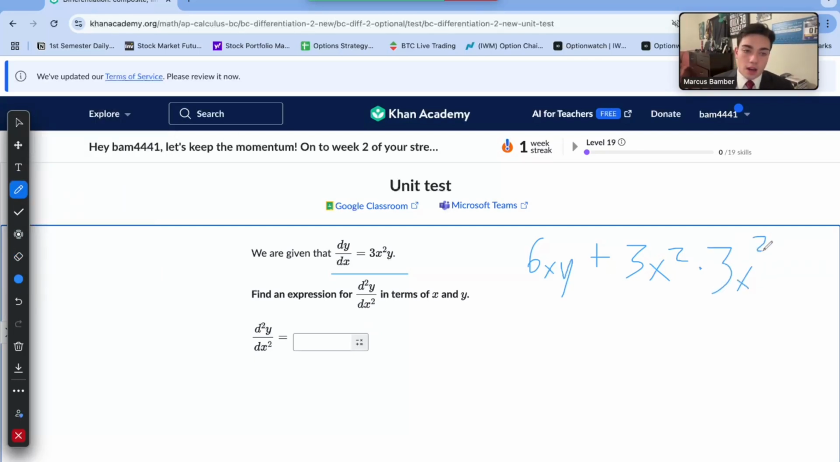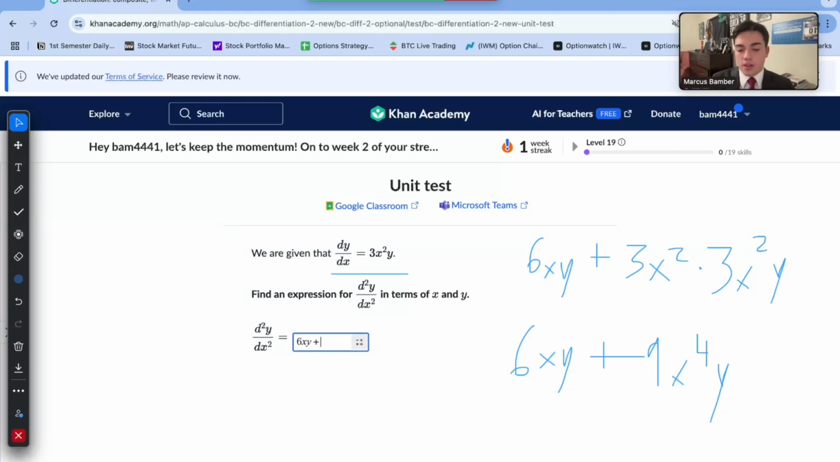And then we can combine like terms here. 3x squared times 3x squared is 9x to the power 4 y, plus 6xy. And this is our second derivative here. Okay, so 6xy plus 9x to the power 4 y.